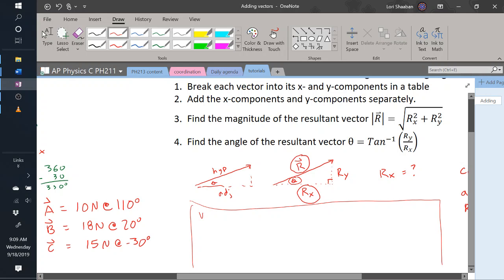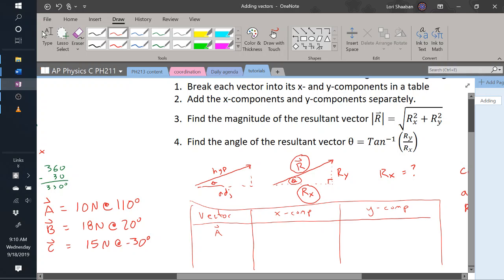Our table is going to have our vector, the x component, and the y component. Vector A is going to be 10 newtons at 110 degrees.